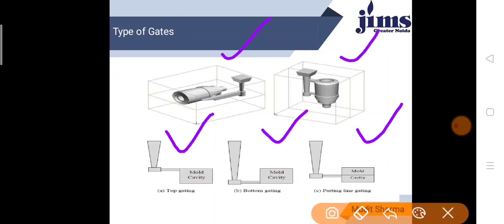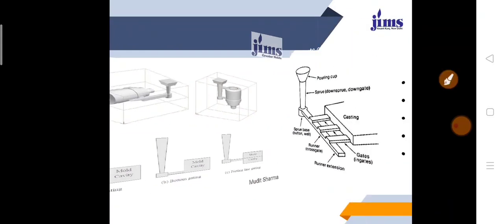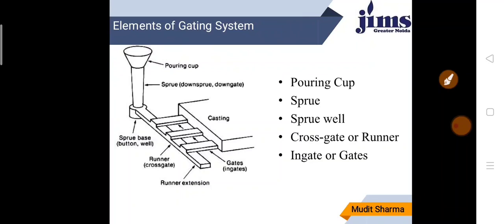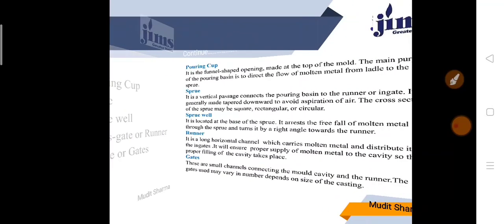This is the review. Now, what are the common elements we use in the gating system? Pouring cup, sprue, sprue well, cross gate or runner, ingates or gates. Okay, so we will discuss them one by one.